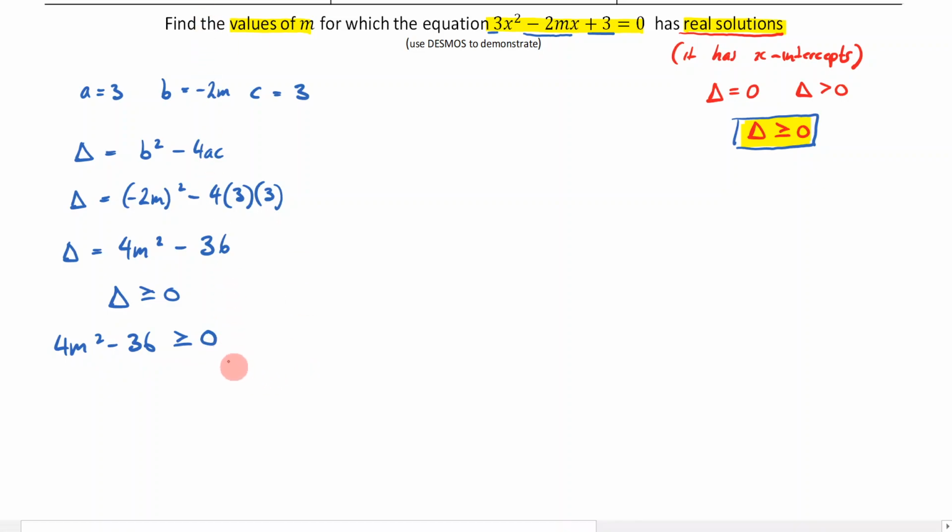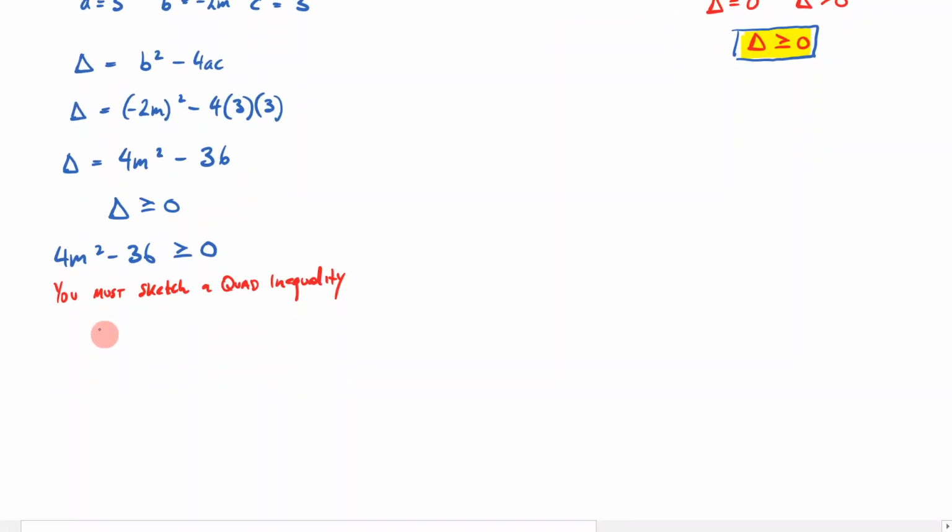How do I solve a quadratic inequality? You must sketch a quadratic inequality. As we saw in our previous lesson, whenever you've got a quadratic inequality, you must sketch it. So we now need to sketch this. So that means I need to sketch, and I'll do this in red, 4m squared minus 36, the discriminant. I need to sketch that out.